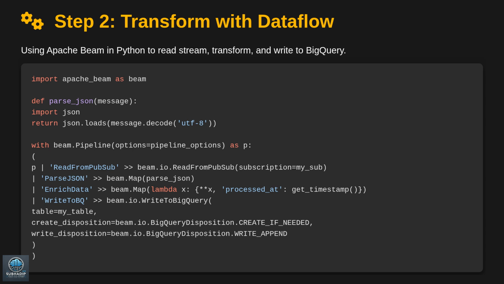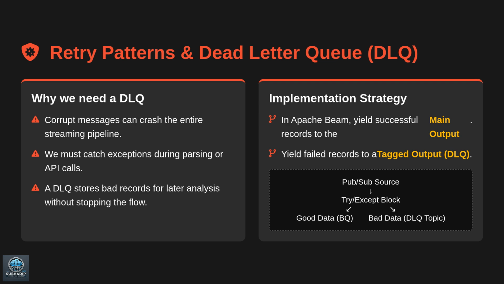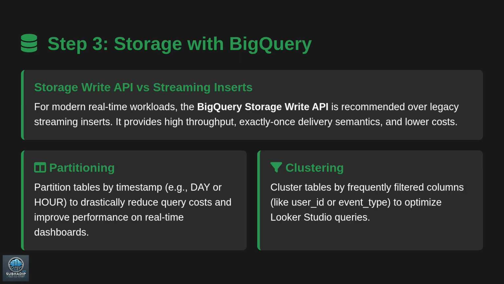This Python code reads from our PubSub topic, applies a parsing transformation, adds a timestamp, and writes the output directly to BigQuery. In any streaming system, failures happen. We must implement retry patterns and a dead letter queue, or DLQ. If a message fails parsing, it gets routed to a separate PubSub topic instead of crashing the entire pipeline. This ensures high availability. Step 3 is storage.